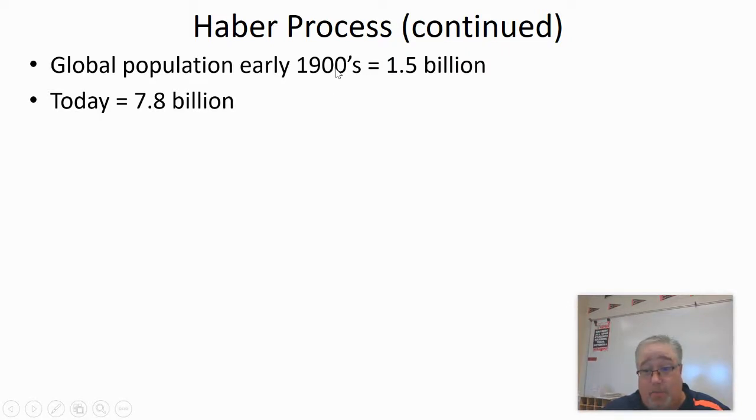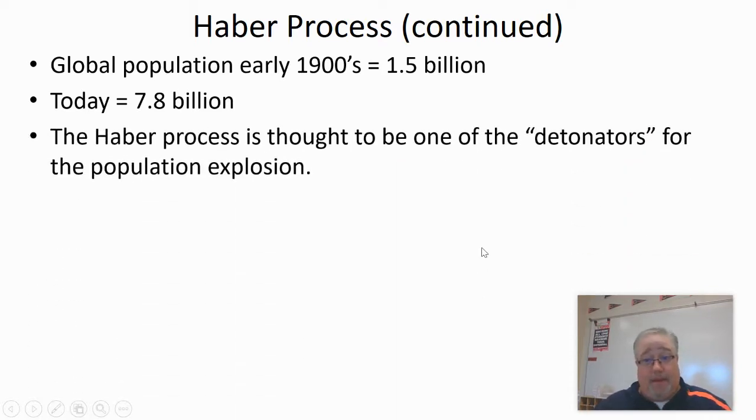In the early 1900s, when Fritz Haber first came up with his equation, there were only about 1.5 billion people on Earth. Today, 7.8 billion. So a lot of people attribute Fritz Haber's equation and the Haber-Bosch process of generating ammonia as one of the things that really triggered the population explosion that we saw throughout the entire century of the 1900s. If Fritz Haber hadn't come up with that equation, and we couldn't make a bunch of synthetic fertilizer, there probably wouldn't be 7.8 billion people on the planet today.